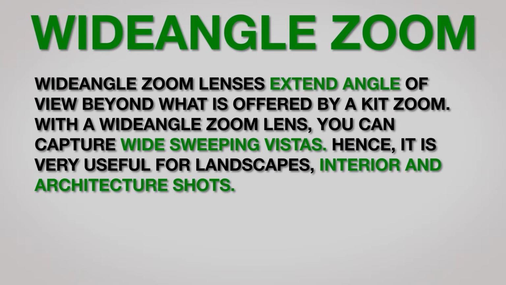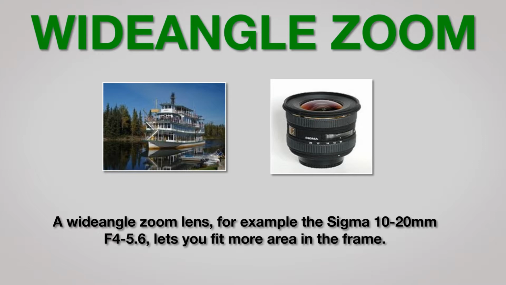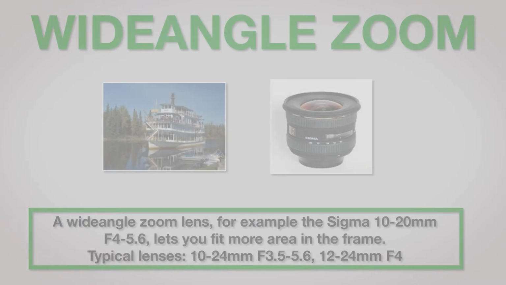Wide-angle zoom. Wide-angle zoom lenses extend the angle of view beyond what is offered by a kit zoom. With a wide-angle zoom lens, you can capture wide sweeping vistas. Hence, it is very useful for landscapes, interior, and architecture shots. A wide-angle zoom lens, for example the Sigma 10 to 20 mm f4 to 5.6, lets you fit more area in the frame. Typical lenses: 10 to 24 mm f3.5 to 5.6, 12 to 24 mm f4.